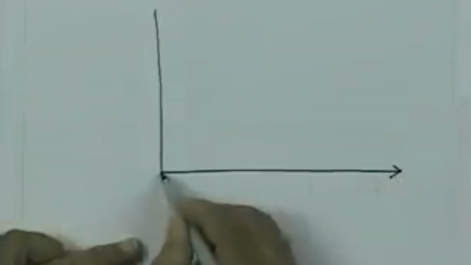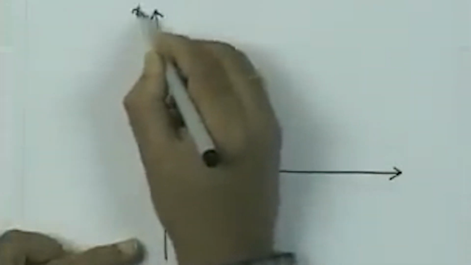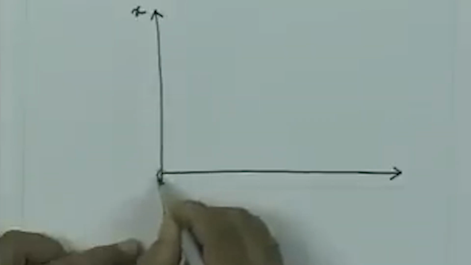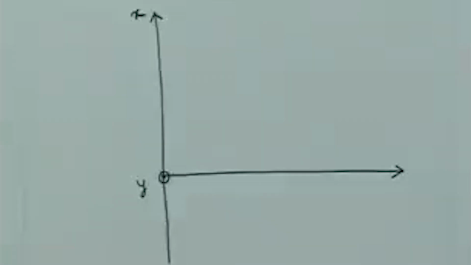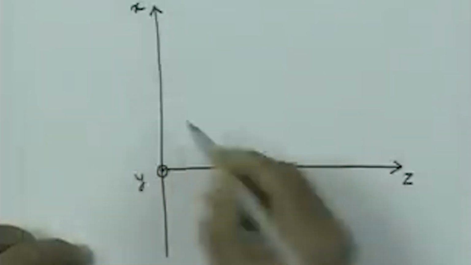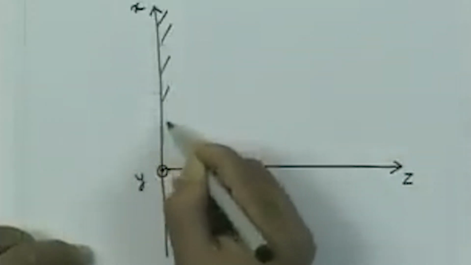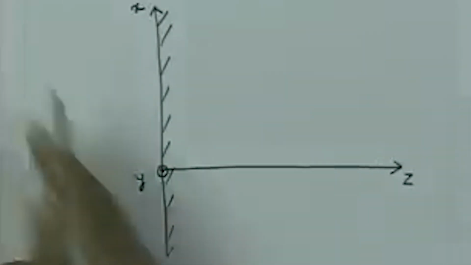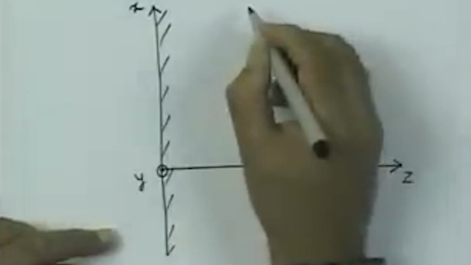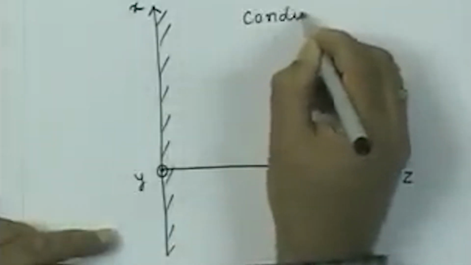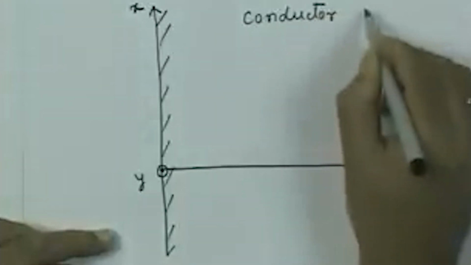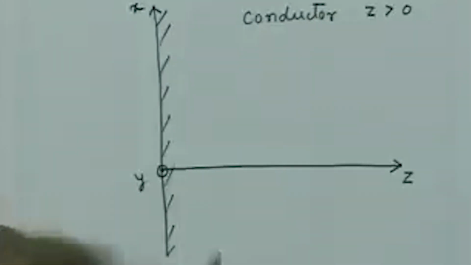if I say this is the conductor, so on this side we have conductor, let us say this direction is x, let us say this direction is y, which is coming out of the plane of the paper. If I put my fingers from x to y like that, then this is the z direction. So let us say this is my conducting medium, which is for z greater than 0. So this side I have dielectric and this side I have conductor, for z greater than 0.